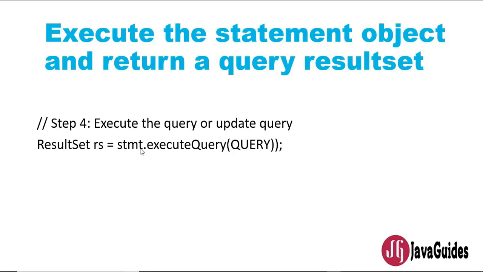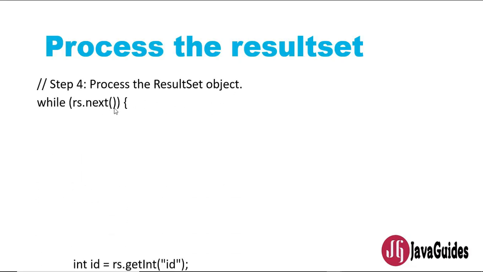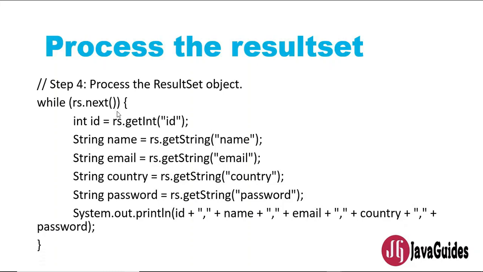Once we have the statement object, it provides the executeQuery method. So we can use this executeQuery method to execute queries, and it will return a ResultSet object. And the next step is we need to process the ResultSet object. A ResultSet object may contain many rows, so we need to iterate over the ResultSet and get the rows or data from it. So these are the fundamental steps involved in the process of connecting to a database and querying a database.